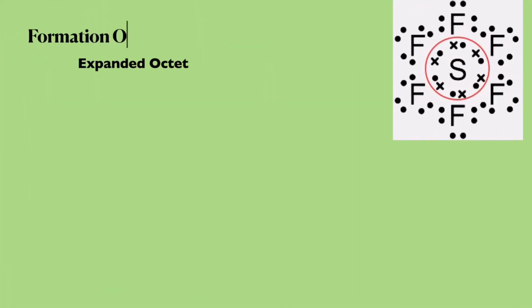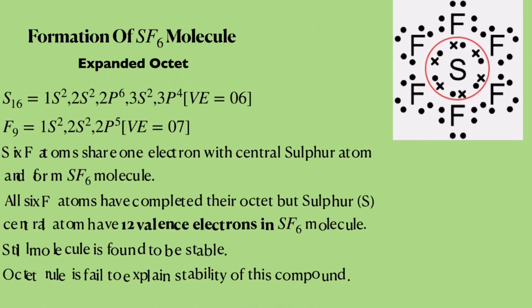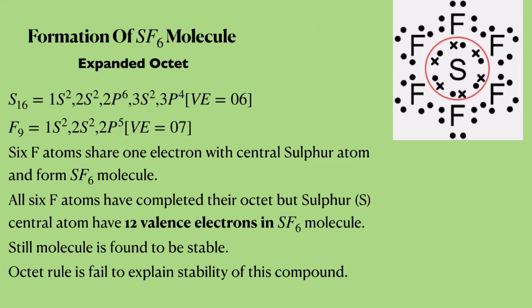Now let us consider the next example, that is formation of SF6 molecule. Sulfur atomic number 16, its electronic configuration is 1s2, 2s2, 2p6, 3s2, 3p4. So the total number of valence electrons equals 6. Fluorine atomic number 9, its electronic configuration is 1s2, 2s2, 2p5. So the total number of valence electrons equals 7.